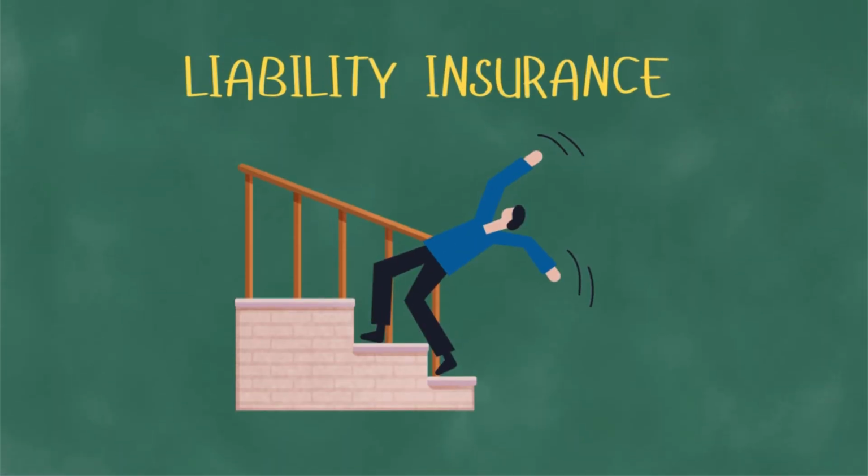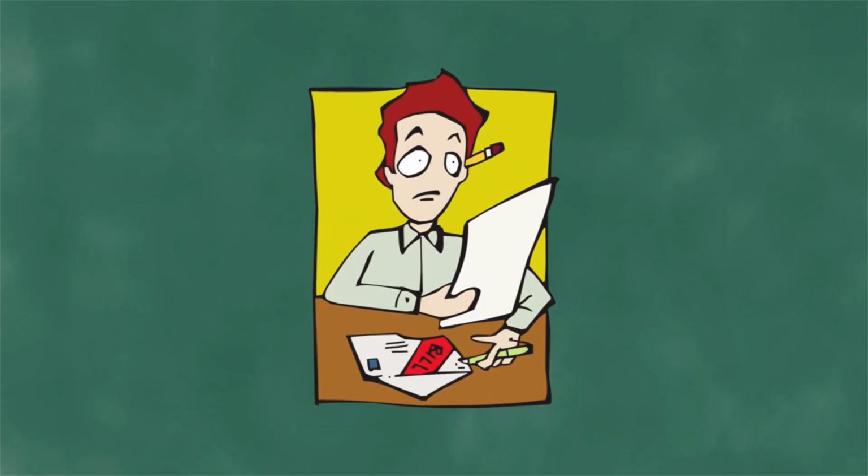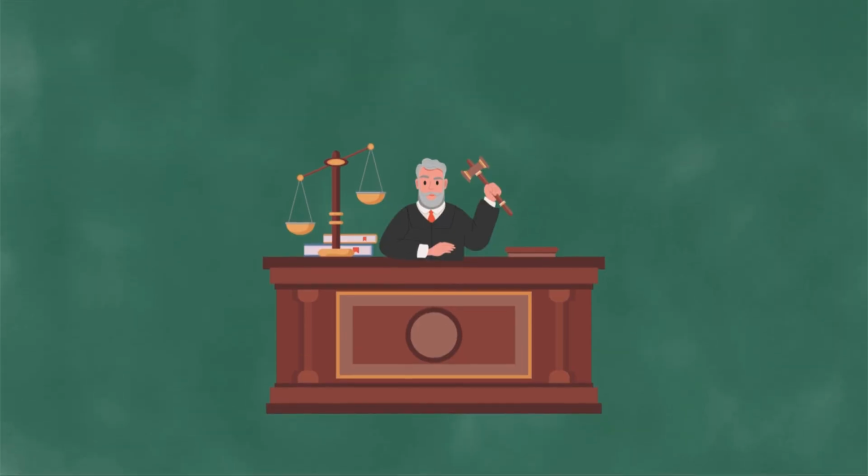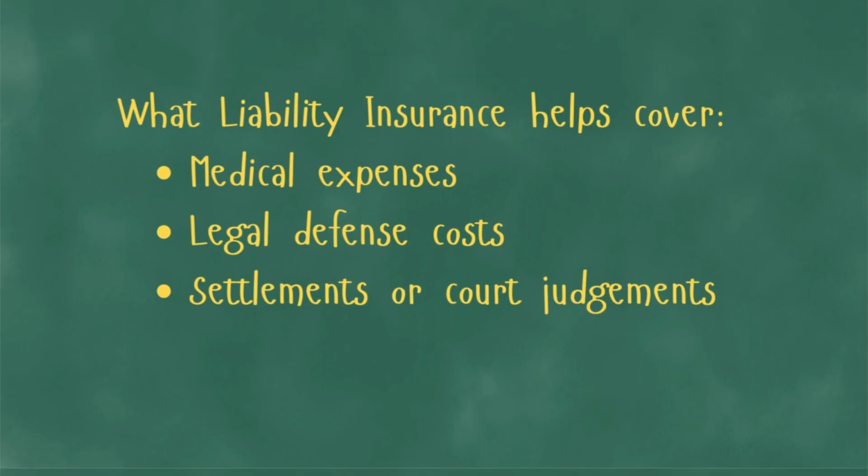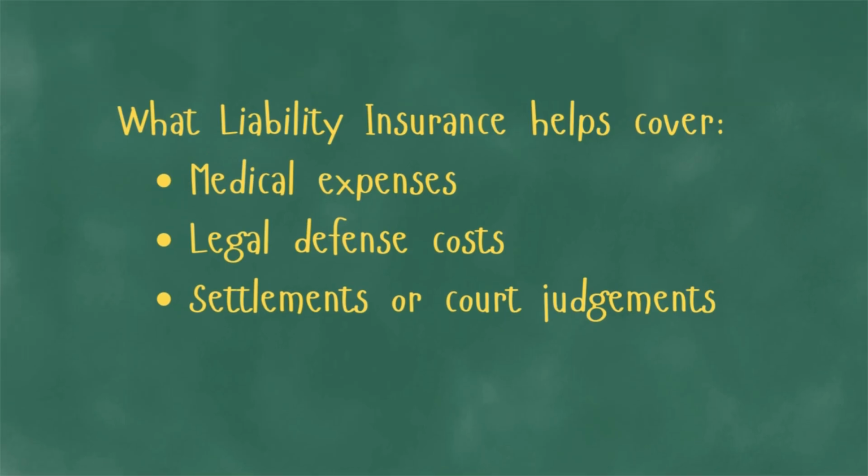Let's say you own a rental property. A loose handrail breaks. A tenant falls down the stairs. Medical bills pile up. If a court decides you were negligent, meaning you failed to maintain safe conditions, you could be legally responsible. That's what liability insurance helps cover: medical expenses, legal defense costs, settlements, or court judgments.